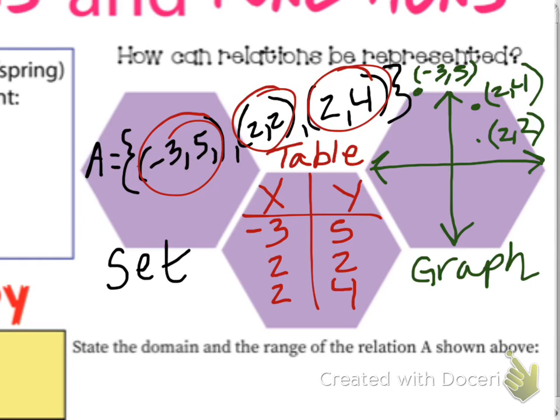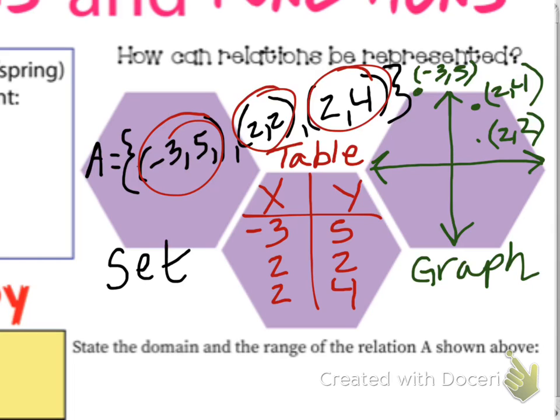I could also take those ordered pairs from my table or from my list and place them in a graph. So I have (2, 2) graphed over here, (2, 4), and (-3, 5) graphed in the proper coordinates. I can see that (2, 2) and (2, 4) are both in quadrant 1. (-3, 5) is in quadrant number 2 because the x coordinate is negative. So that means I had to move to the left from the origin.